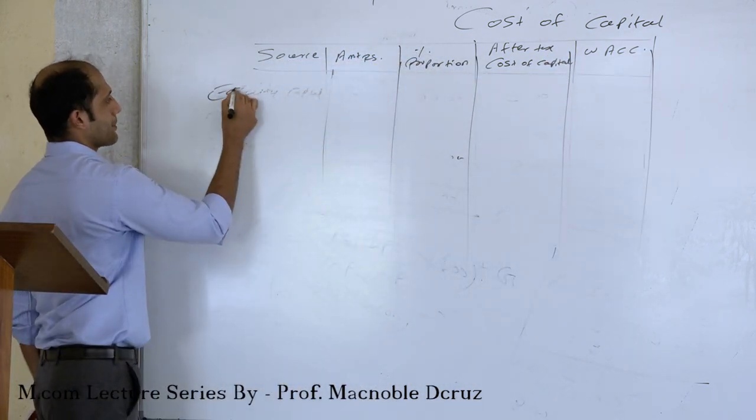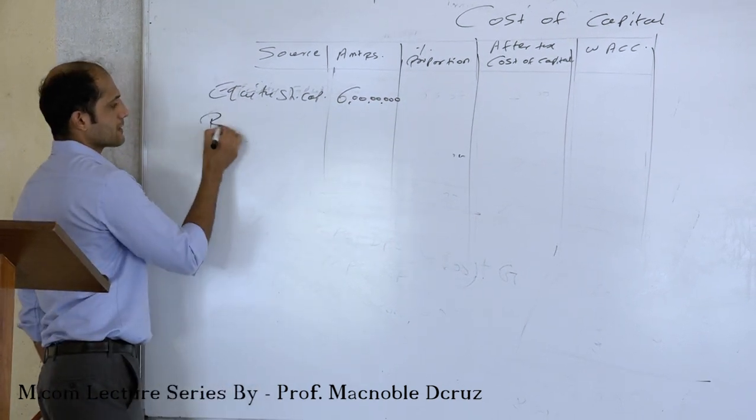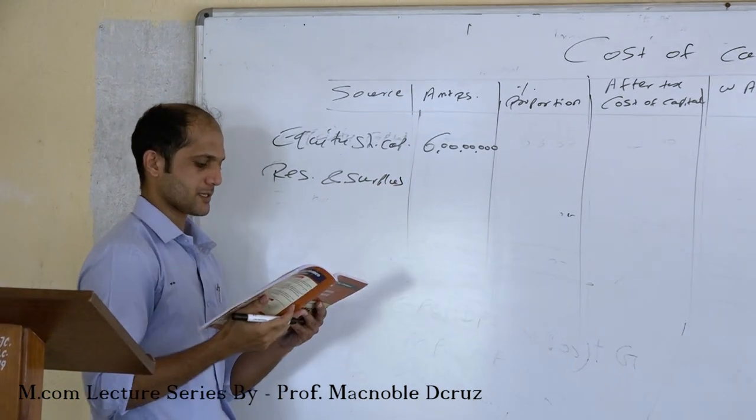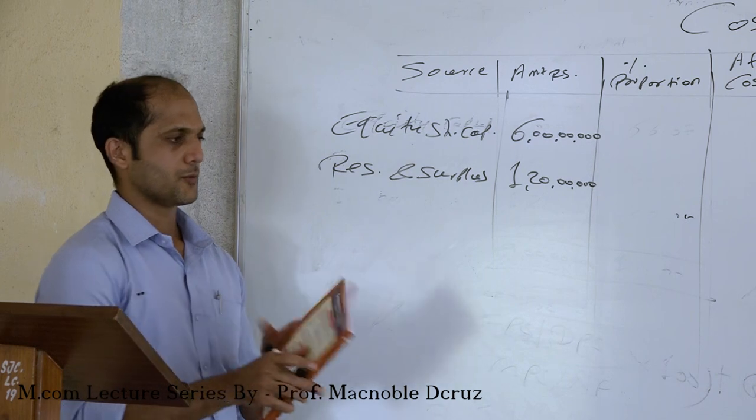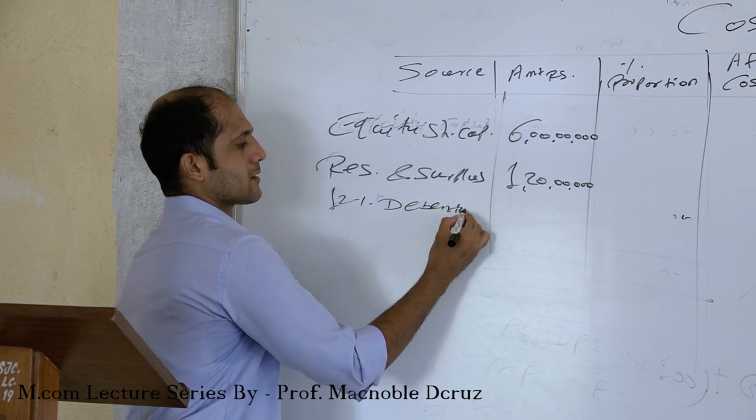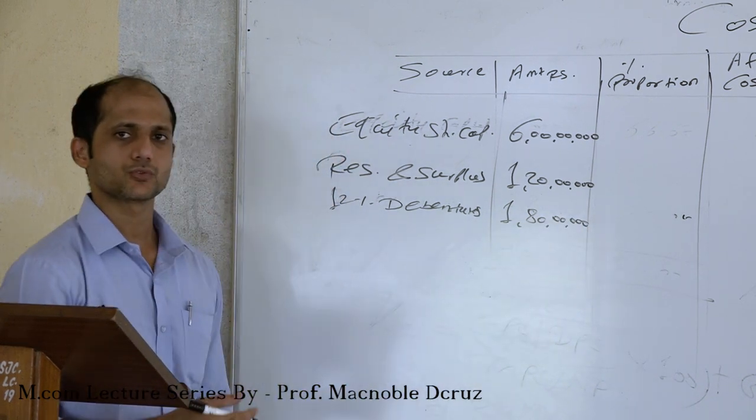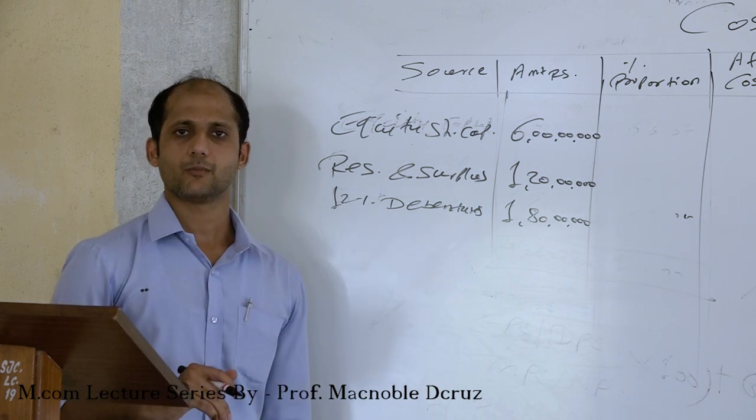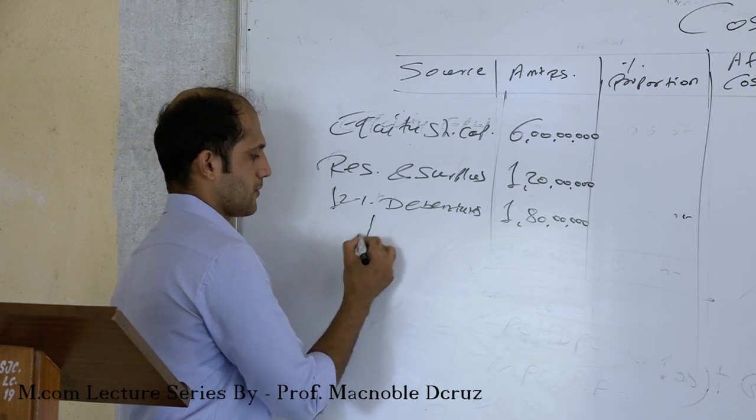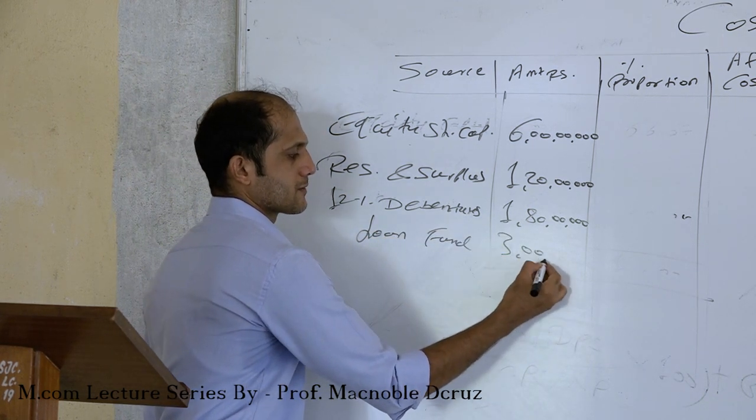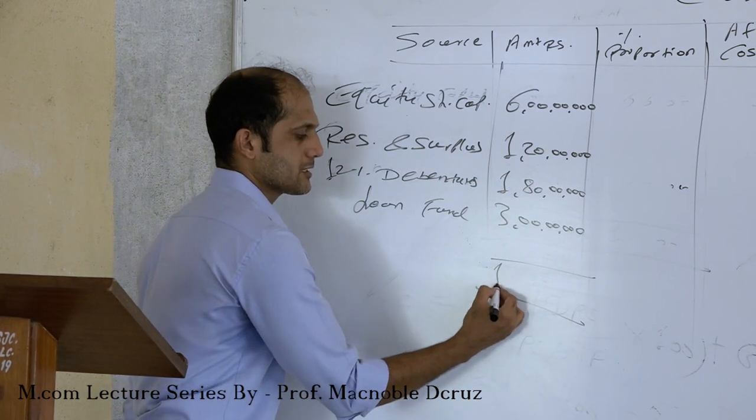Now equity share capital. It will remain the same, 6 crore rupees, no change. Reserve and surplus. We have 12% debentures already raised. That amount is 1 crore 80 lakhs. And now the company wishes to further raise funds through loan capital for the expansion purpose. To expand the business, they need a further 3 crore rupees. So, debt fund or loan, 3 crore rupees. What will happen? Earlier the capital structure was 9 crore rupees, now the scope is extended to 12 crore rupees. Total amount is 12 crore.